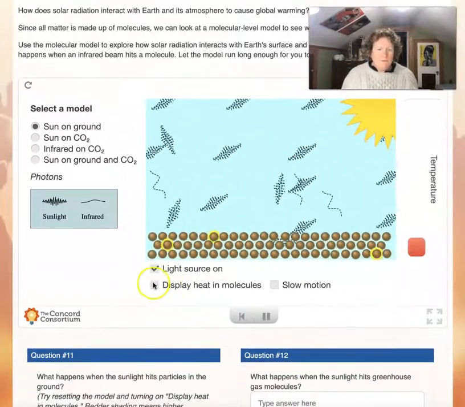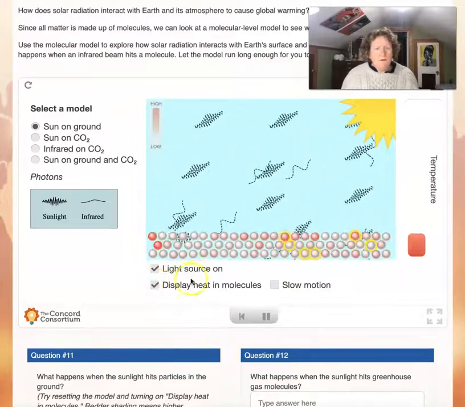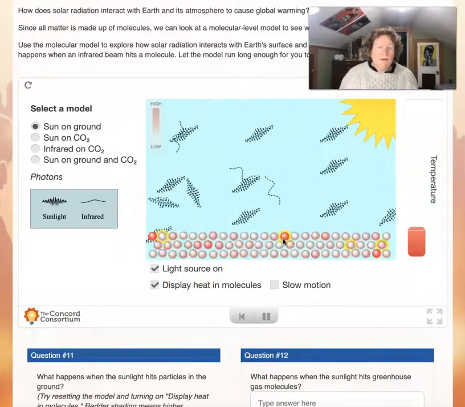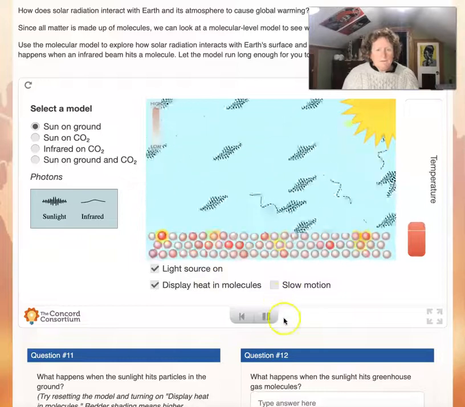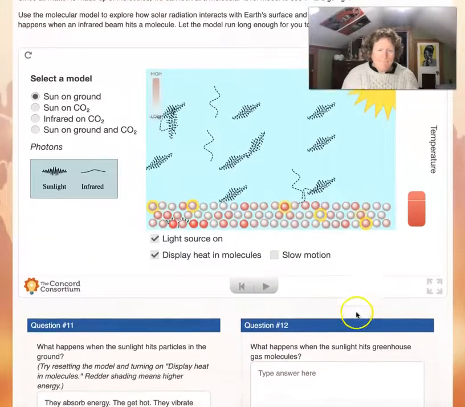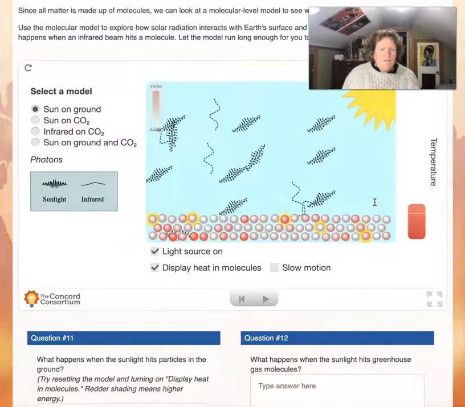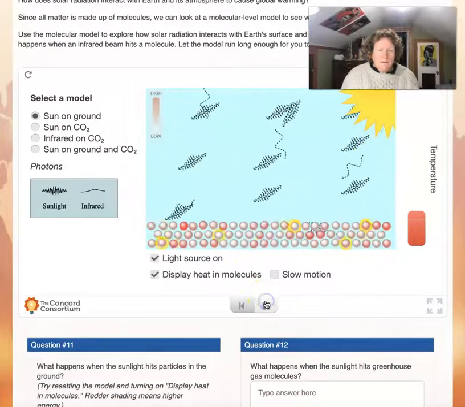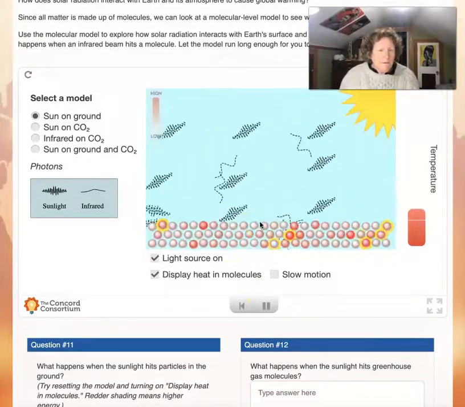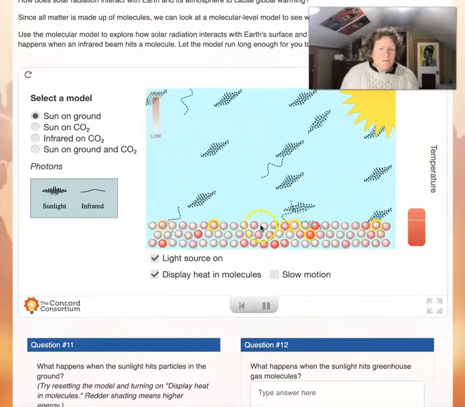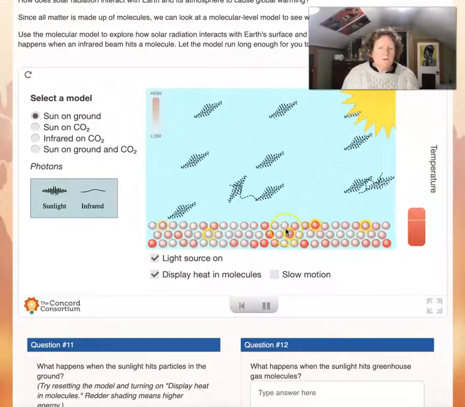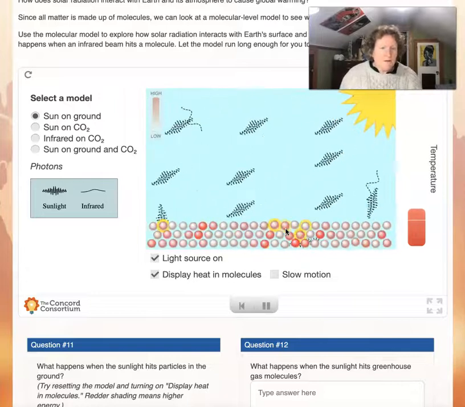If we turn this on, it will show you a representation of how hot the molecules in the soil are getting. So what happens when the sunlight hits particles in the ground? When the sunlight hits these particles, they absorb some energy. You can see their heat rating changes from pink to dark red.